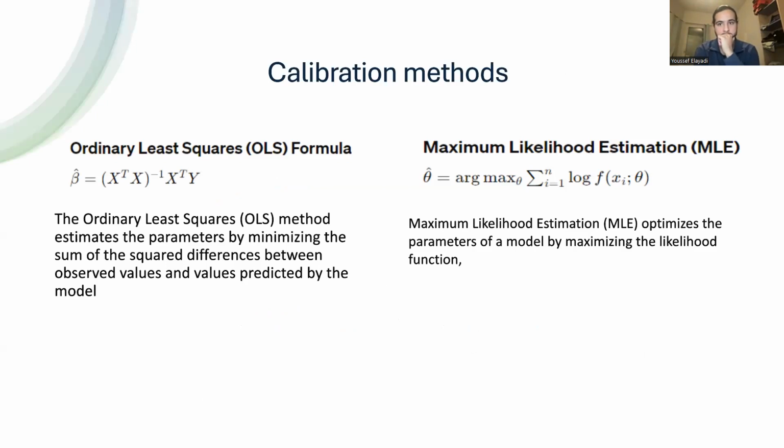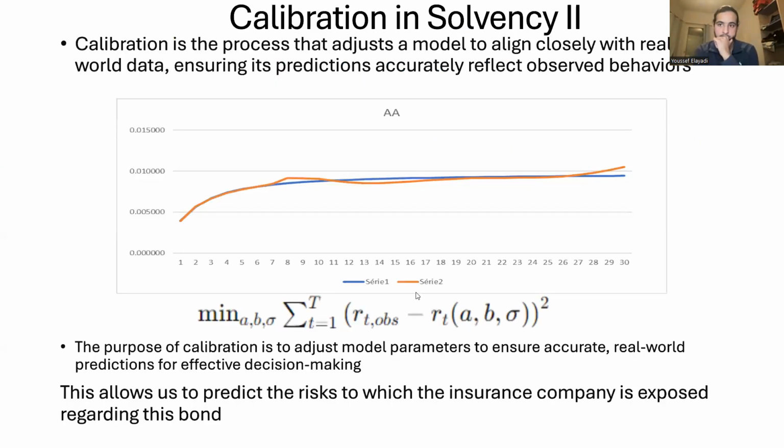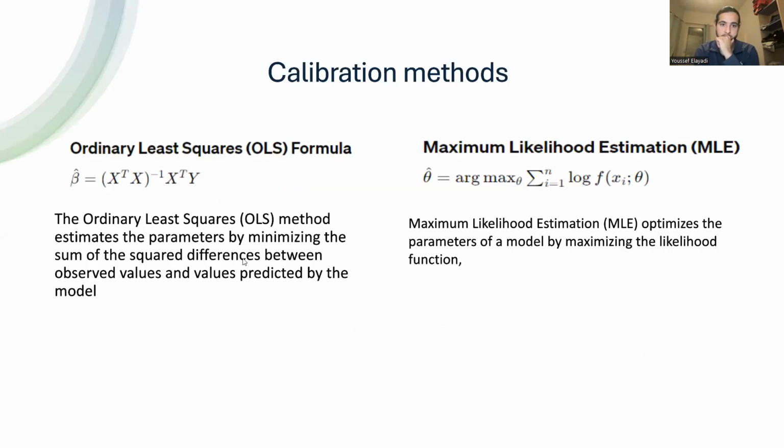We have used two methods of calibration. The first was ordinary least squares. This method is the most used and the most common. It is this formula, and it is really efficient, but a little bit sensitive to outliers. The second method is the maximum likelihood estimation. Here, the method is to maximize the probability of finding the interest rate data, and to find the diffusion parameters that do that.